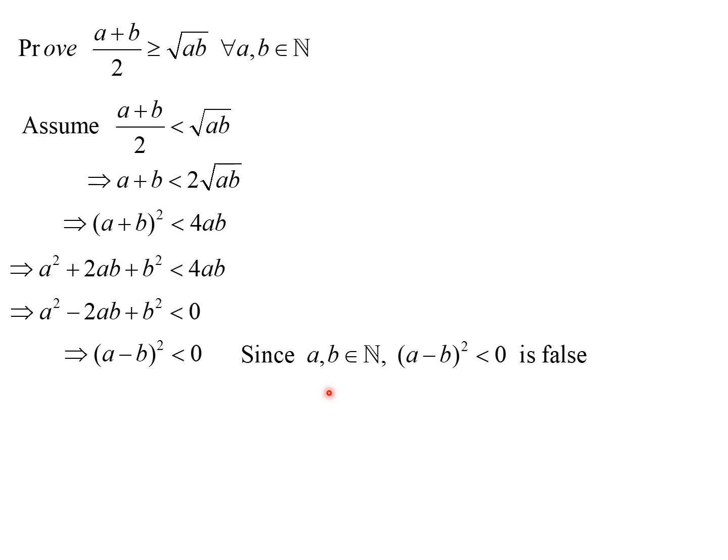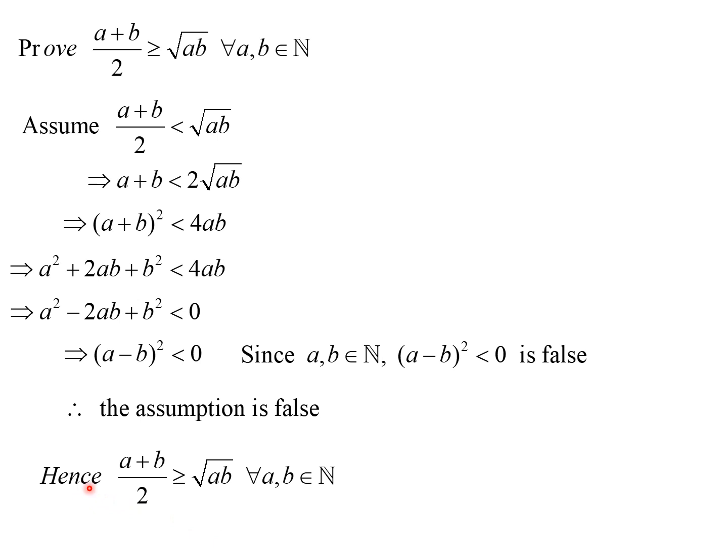It has to be a positive value, because (a minus b) squared is definitely, for any value of a and b, a positive value. It should be higher than or equal to 0. So therefore this statement is actually false. Since the contradicting statement for the original question is false, the contradicting assumption is false. So therefore, or hence, your original statement is true.